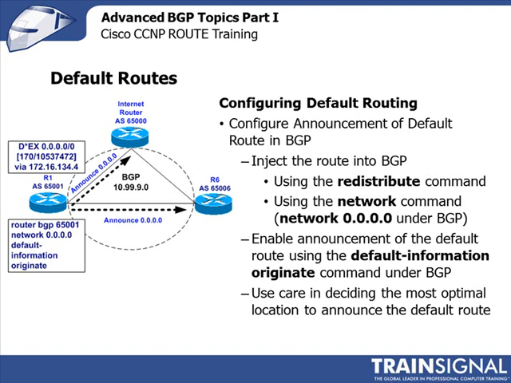Make certain, as we've stated previously, that you're using the most optimal location to announce the default route. In our particular case, in BGP, router 1 is the most optimal because that's where the EIGRP domain is, and that's where the route is listed.